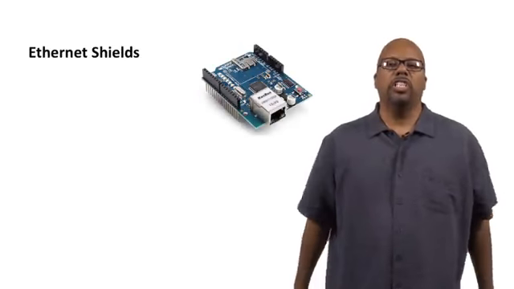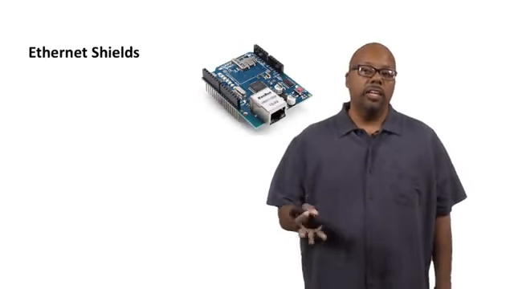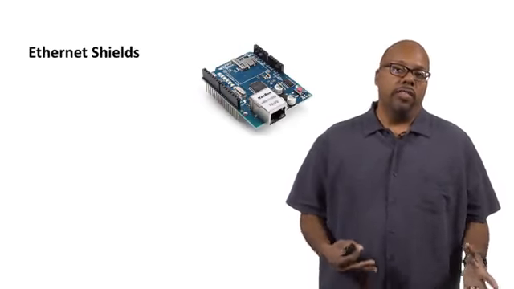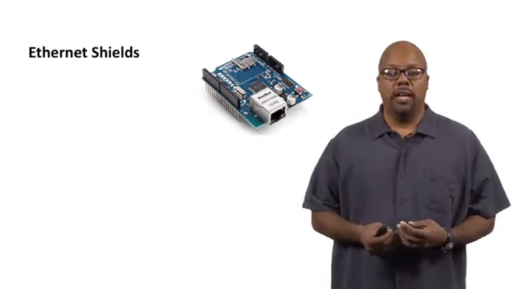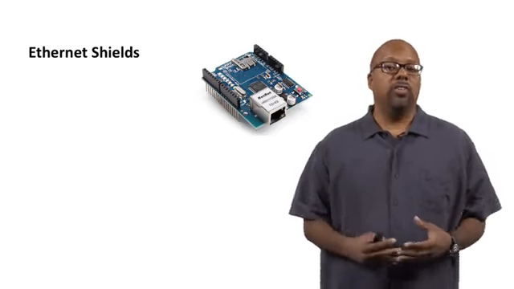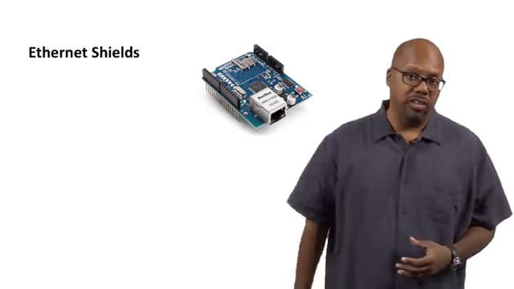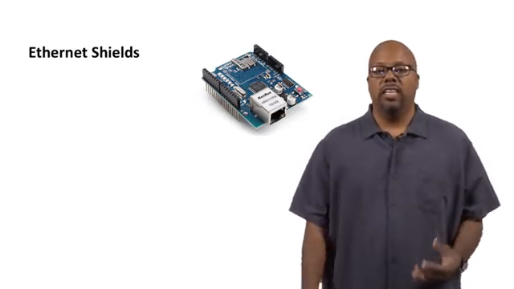So we're going to start talking about shields, and we'll talk about an Ethernet shield just to start with. In addition to talking about shields in this part of the class, we're also talking about networking, right? Internet of Things, right? So we're finally getting to that internet part of Internet of Things. How do we connect to the internet?